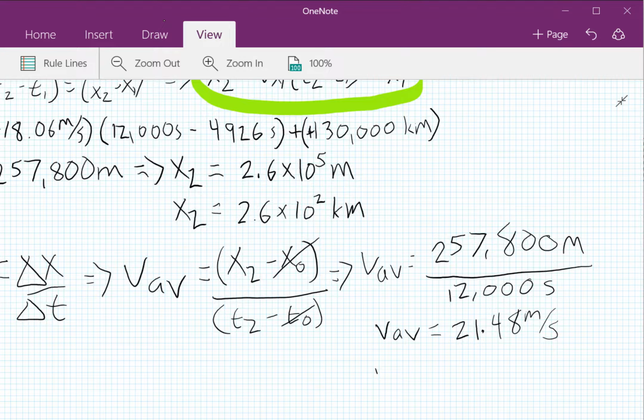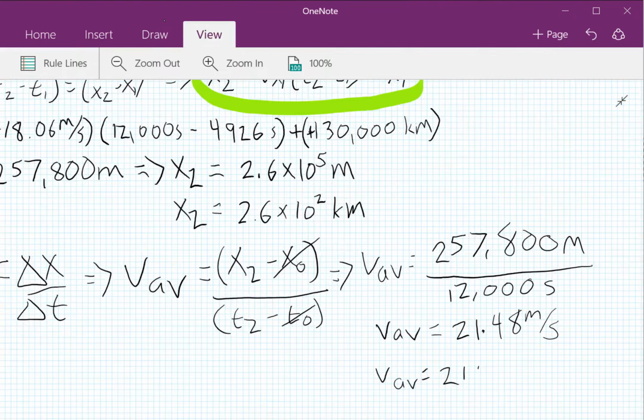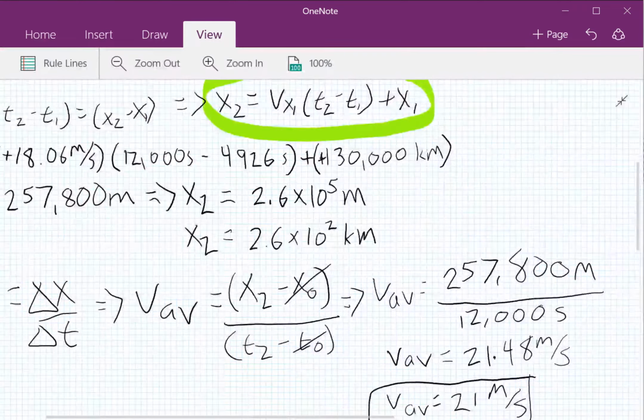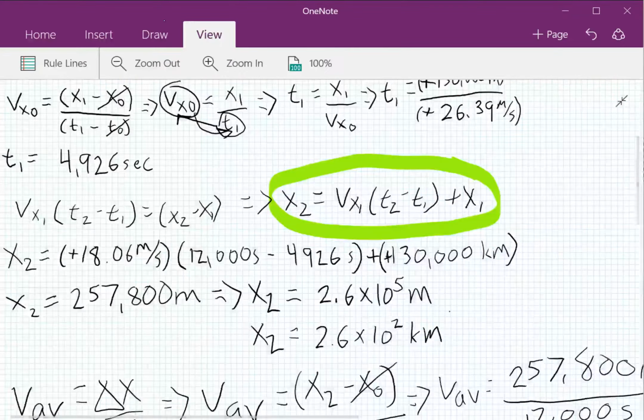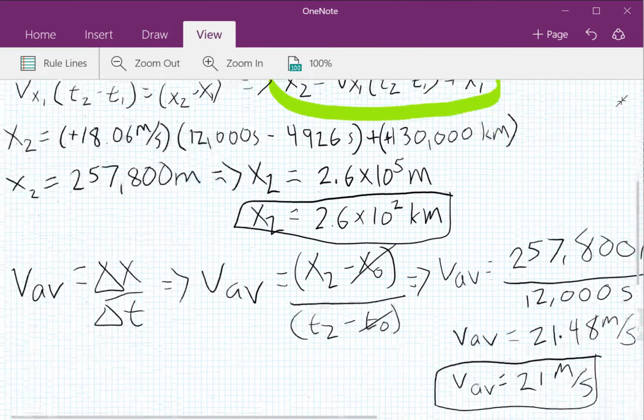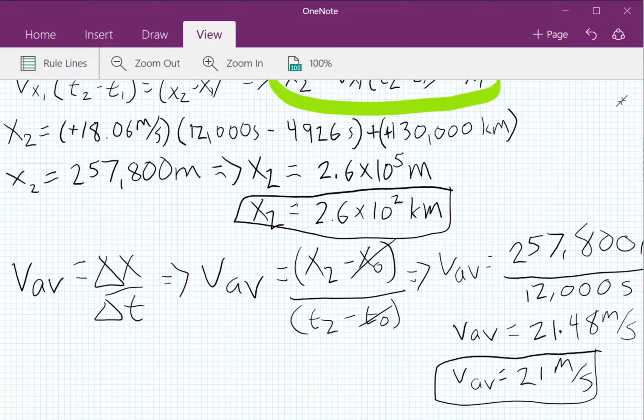If you're going to have that with sig figs, your average velocity would be 21 meters per second. Okay, now you go back, circle your answer, so that's an answer, and here's your second answer. Just to make it easier for me to find the answers, I see a box, I know it's an answer, and you would answer this in a sentence.